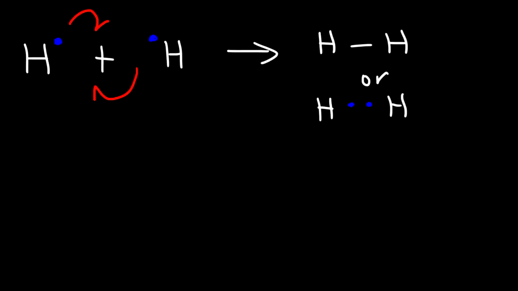But what happens if you begin to think of electrons as waves? In that case, a covalent bond is formed from the overlap of atomic orbitals. And an orbital is a region where electrons are located, where you have a high probability of finding an electron. So let's think of electrons as waves.